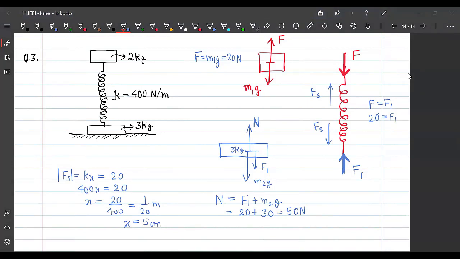Note this down, और FBD बनाने में main focus होना चाहिए. FBD सही बनाया तो उसके बाद Newton's law का question गलत नहीं हो सकता.